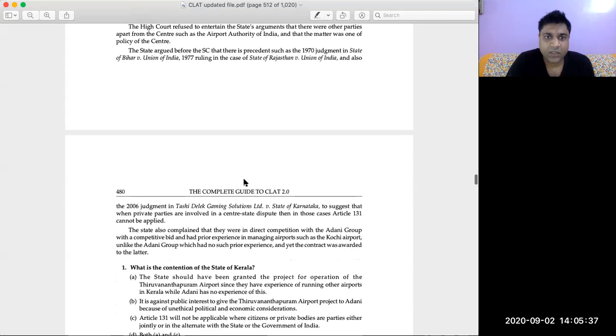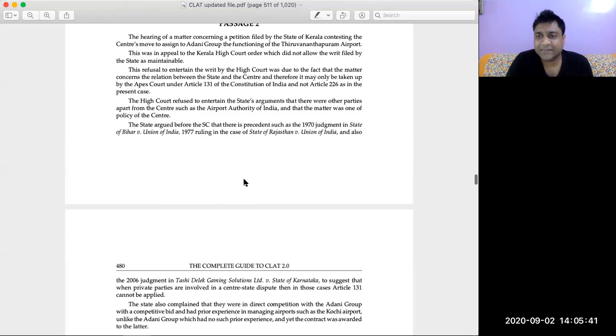Fine. Okay, now this is a passage concerning constitutional law. The first paragraph says that there was a petition or a case filed by the state of Kerala, meaning the government of Kerala, the chief minister and the ministers, which was contesting the Centre's move to assign to the Adani Group the functioning of Trivandrum Airport. Now, every airport is run by either the state government or some private agency. The central government wanted to take away the charge of running airports from the state government and give it to Adani, which is a private company. Obviously, the state government was not happy about it because the state generates a lot of revenue from running the airport. So they approached the High Court.